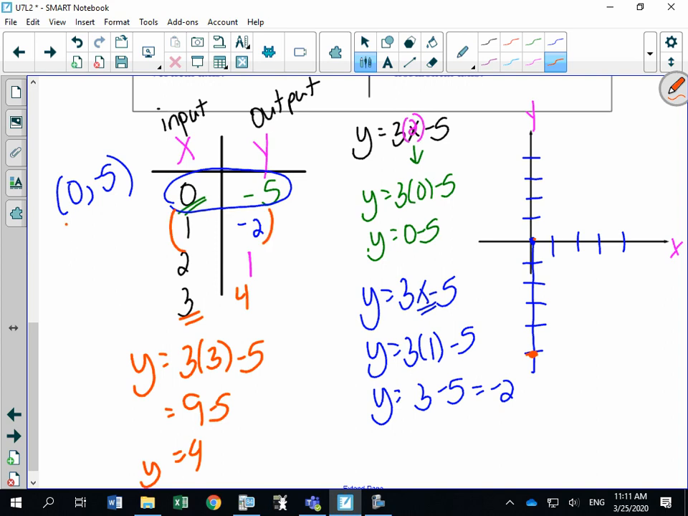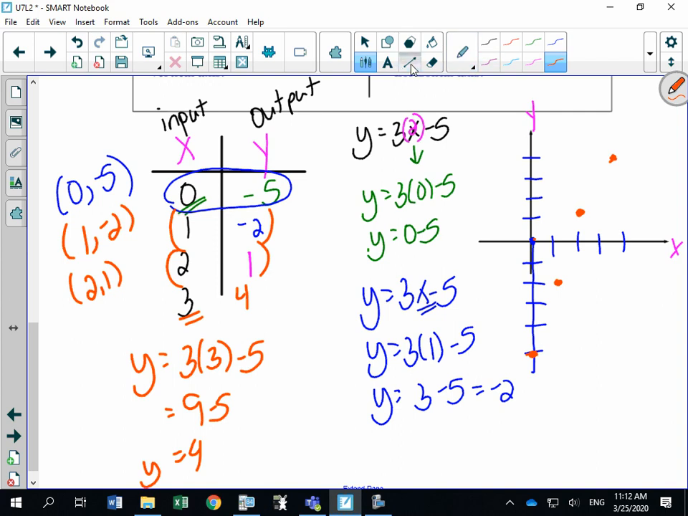This point here is 1 comma negative 2. So x is 1 and y is negative 2. This point would be 2 comma 1. X is 2, y is 1. 3 comma 4, x is 3, y is 4. Now it's sort of hard to see because this isn't to scale. If I drew a line though, here, all of my points should lie on the line.